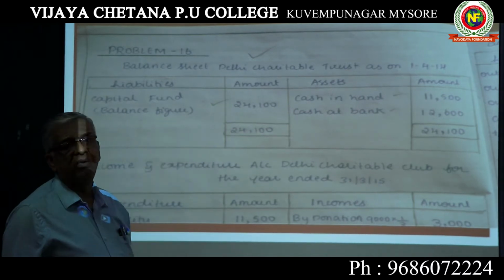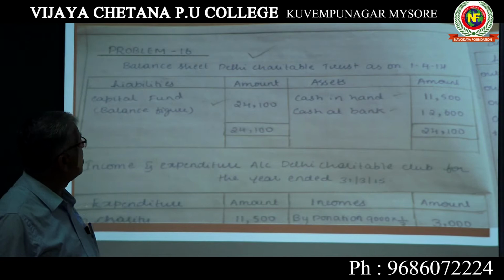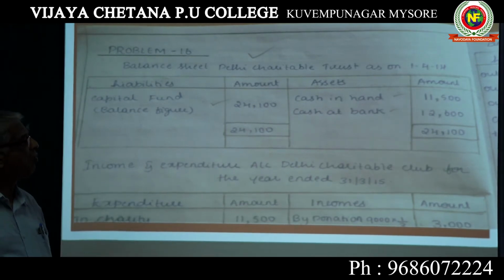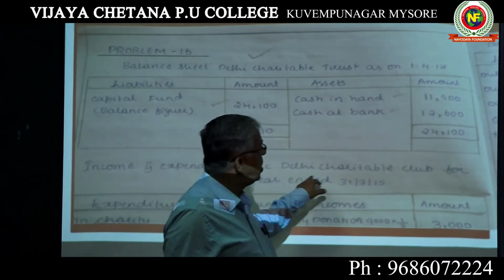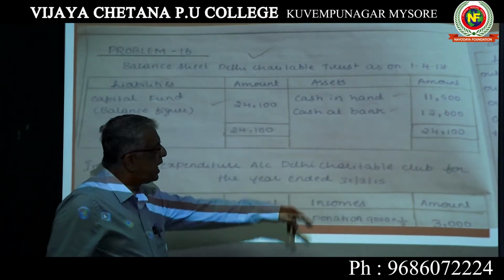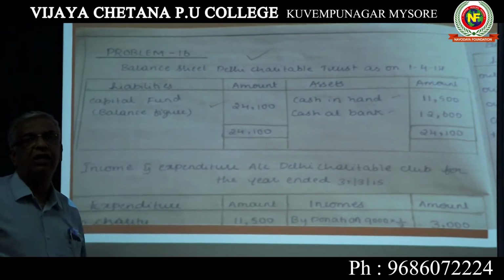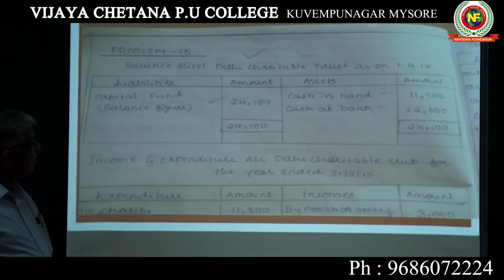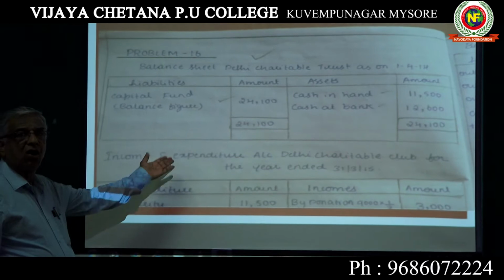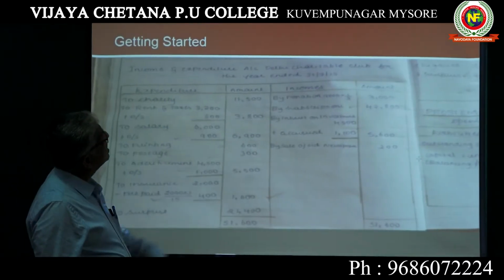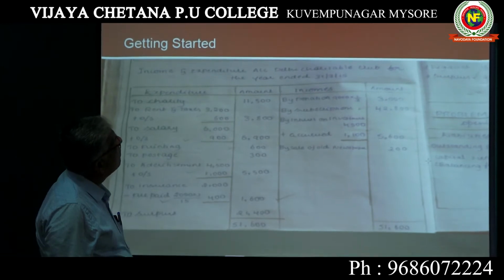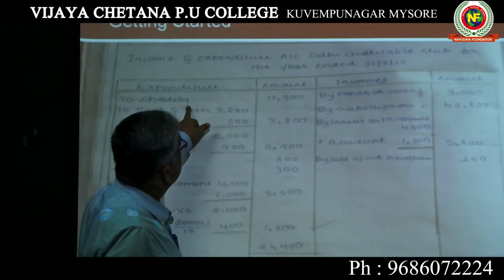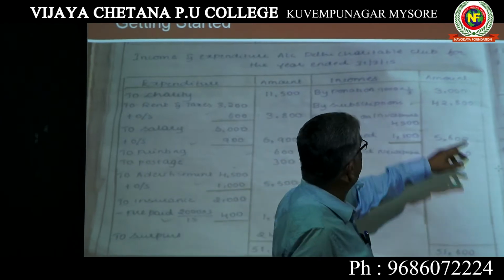After finding out the capital fund, let us proceed to prepare the income and expenditure account of Delhi Charitable Club for the year ended 31st March 2015. We have the expenditure side with amount in rupees, and the income side with amount in rupees.